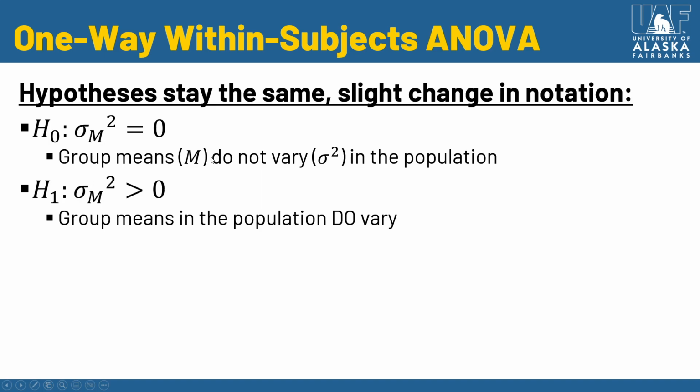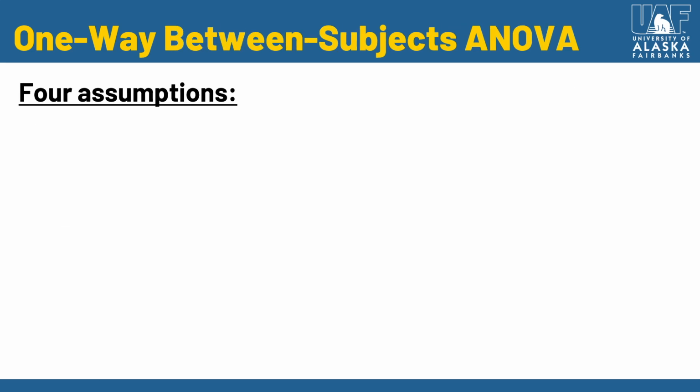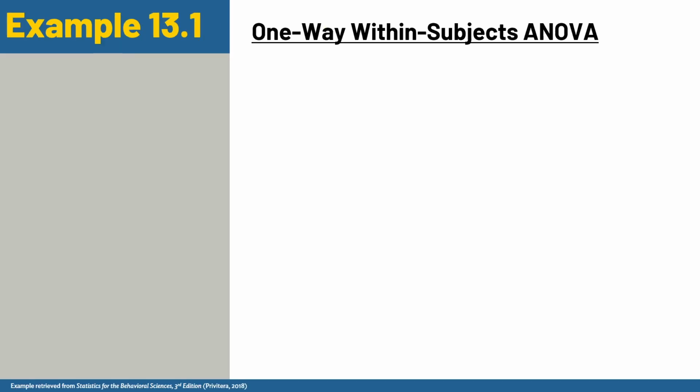So here we're saying that the group means do not vary in the population in our null hypothesis. And in our alternative, we're saying that the group means do vary in the population. Similar to last time, we need equivalent sample sizes for each group. Assumptions, as per usual. And let's dive into an example here.